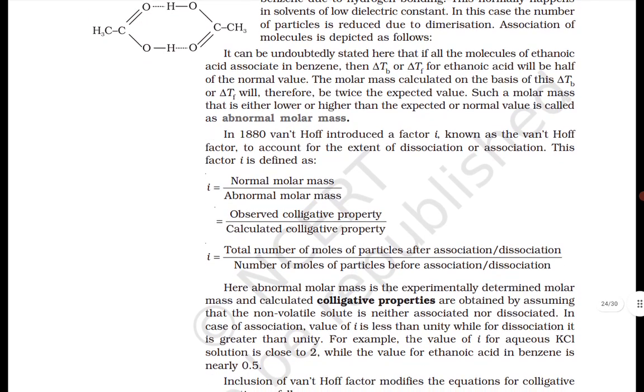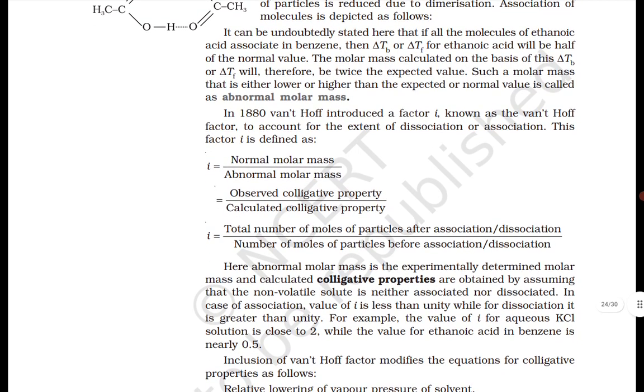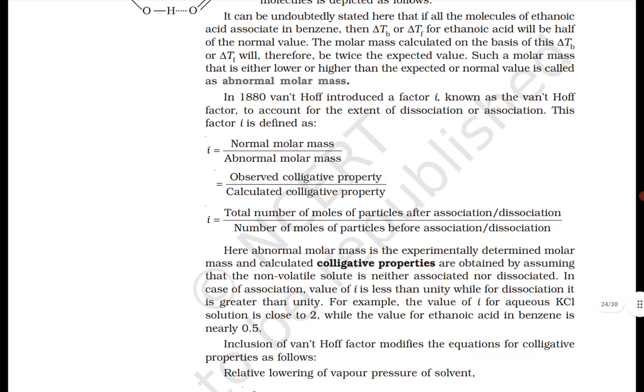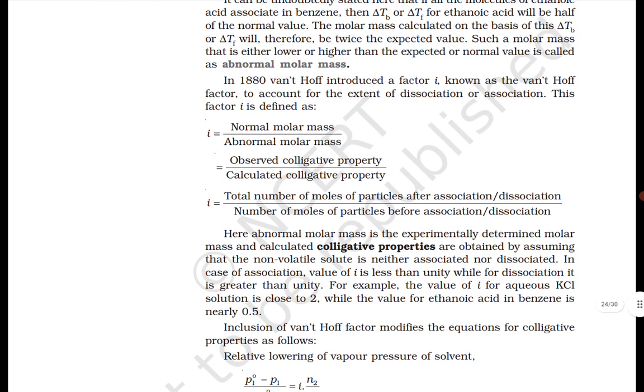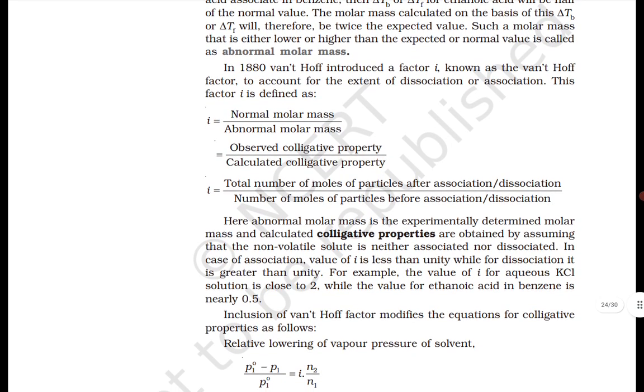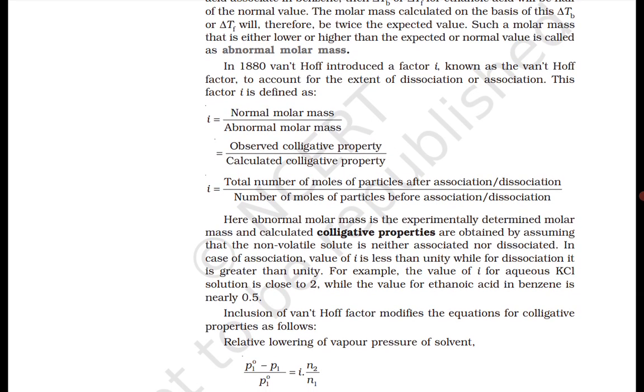It can be undoubtedly stated here that if all the molecules of ethanoic acid associate in benzene, then ΔTb or ΔTf for the ethanoic acid will be half of the normal value. The molar mass calculated on the basis of this ΔTb or ΔTf will therefore be twice the expected value. Such a molar mass that is either lower or higher than the expected or normal value is called the abnormal molar mass.